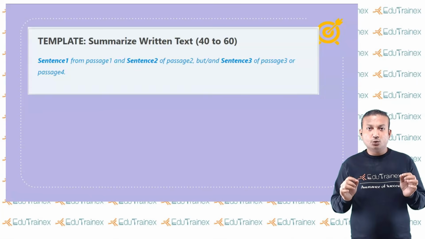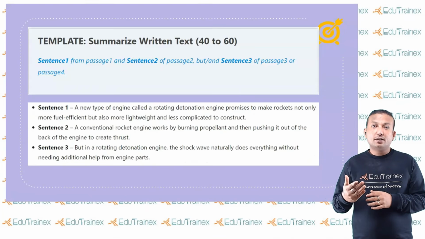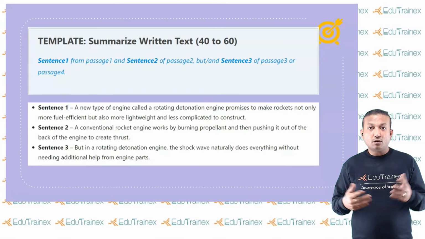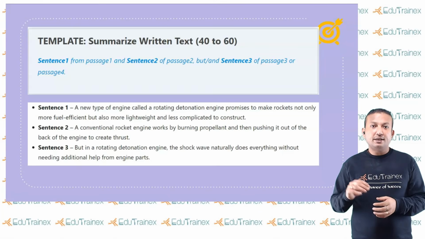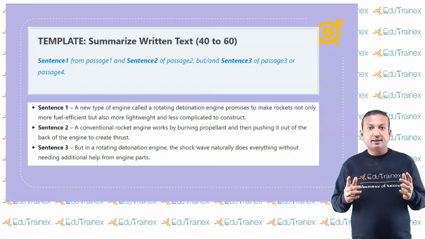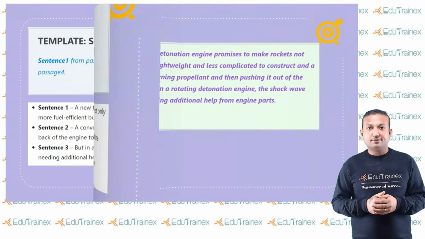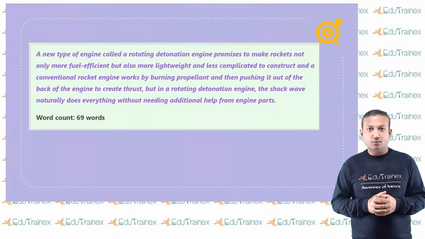Please note that doing this will fetch you a score of about 40, but why I have shown here the score range of 40 to 60 is because if you are able to use synonyms or paraphrase a little bit, that will show that you have writing skills and the PTE algorithm will mark you higher. The more you can do this using this template, your score will improve. But at the same time, watch out for grammar and spelling mistakes. So let's see what the sentence 1, 2, and 3 are, and here is my response. Word count is again 69 words.